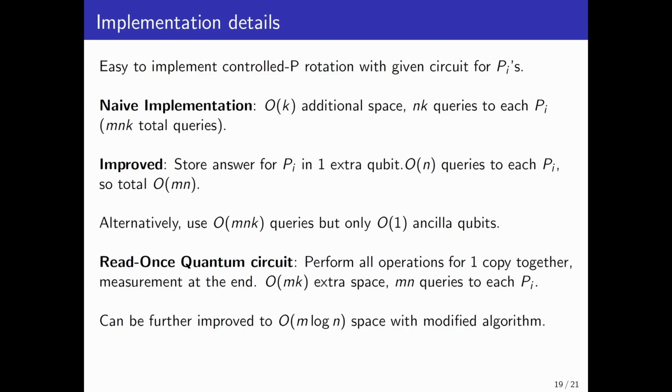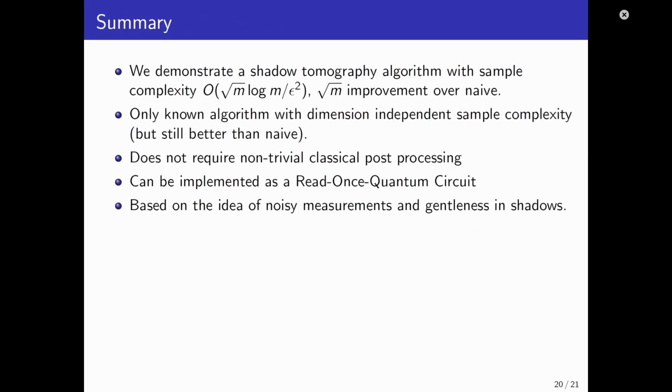Also note that with a variation of the presented algorithm, we can bring down the working space to n log n. So, to summarize, we demonstrated a new result showing that shadow tomography can be achieved with only square root m log m many examples, which is strictly better than the naive one. Currently, this is the only known algorithm with dimension independent sampling complexity better than the naive one.